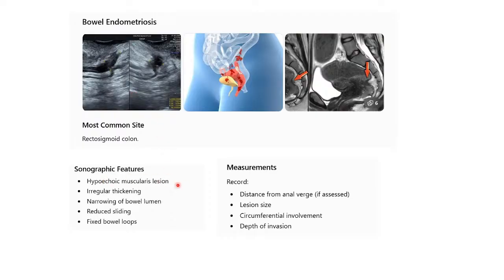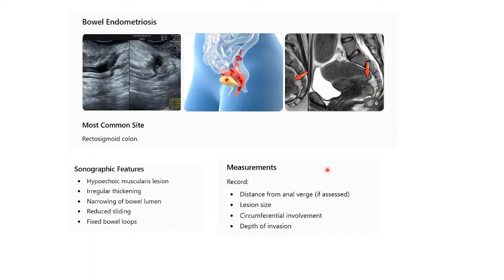So the sonographic features: hypoechoic muscularis lesion, irregular thickening with narrowing of the bowel lumen, and then reduced sliding. And then we can have fixed bowel loops. So the loops can also be fixed by the adhesions. So this is how you make an assessment of bowel endometriosis.